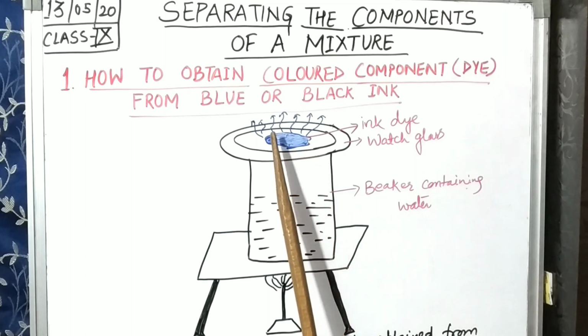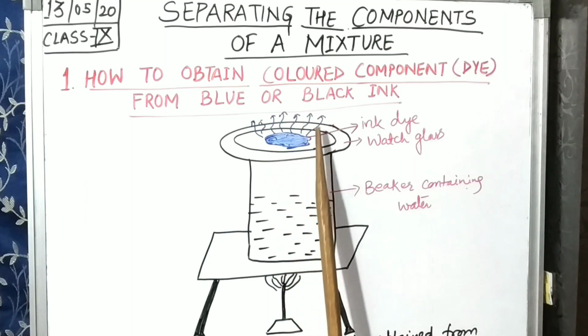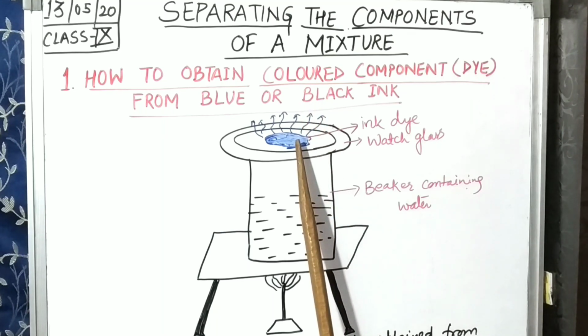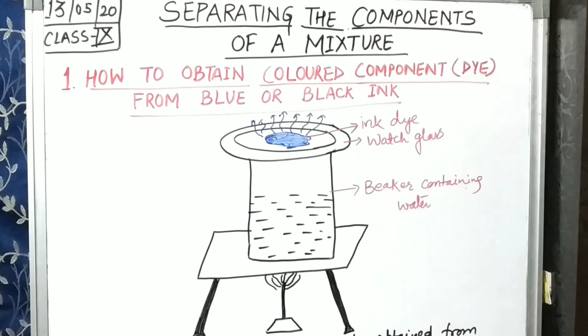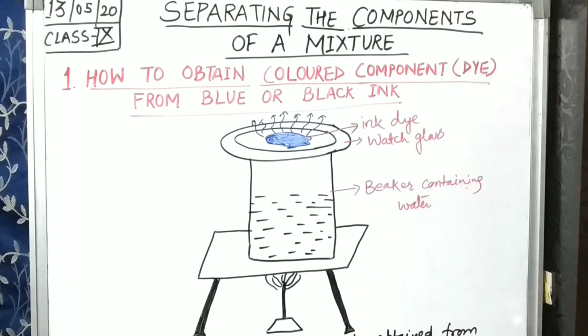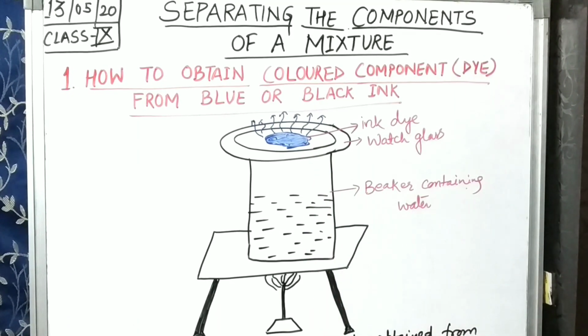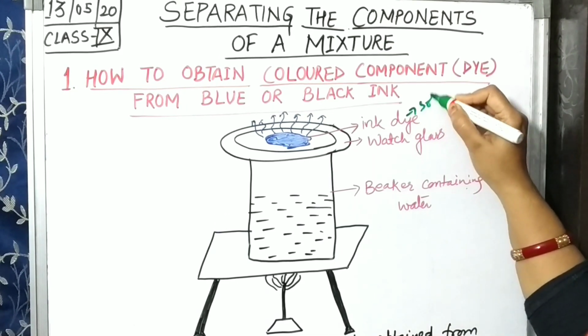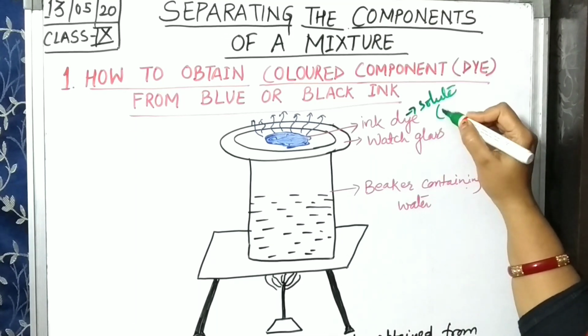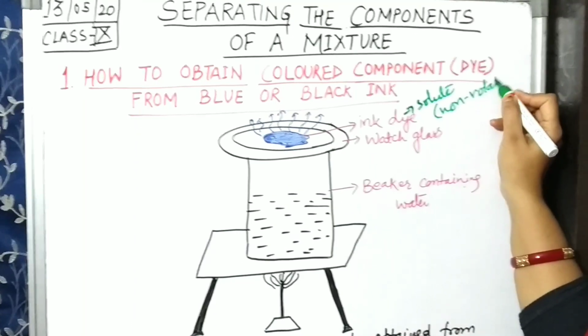So gradually we will see some vapors coming out from this ink also, which means there are two components present in this ink. One component is termed volatile, another one is termed non-volatile. So the volatile component is water, and the non-volatile component is, you can say, ink dye. So this is the solute part which is present in it, and it is non-volatile in nature.